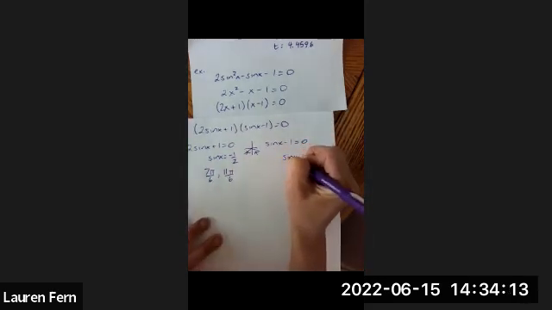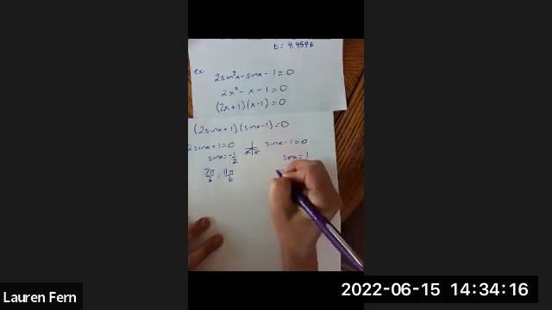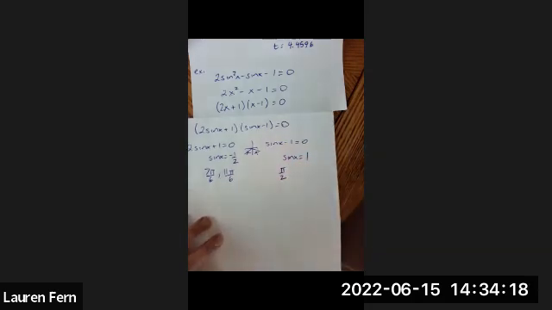In this second scenario, I'm solving sine of x equal 1, and I know that happens at pi over 2.